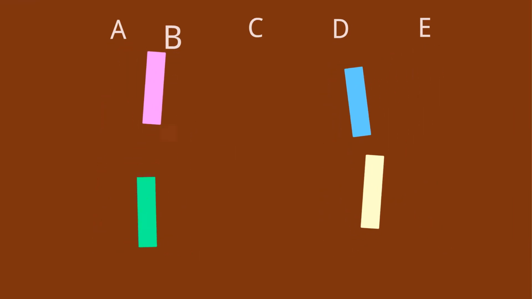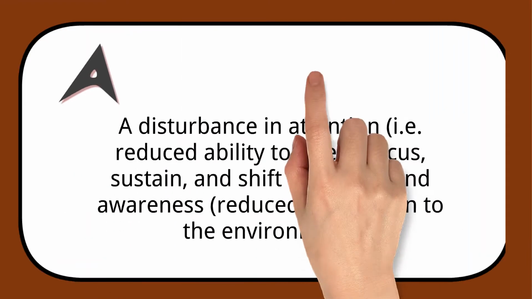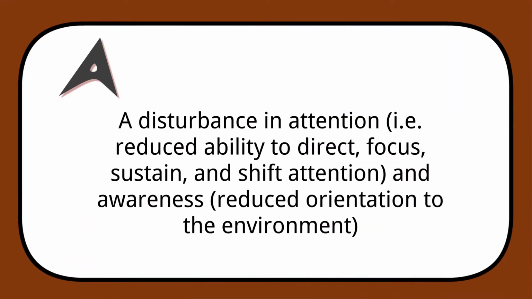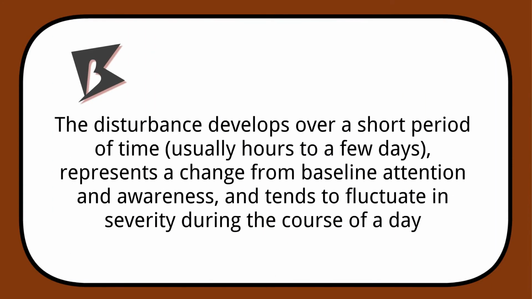They have 5 criteria: A, B, C, D, and E. A is a disturbance in attention, reduced ability to direct, focus, sustain or shift attention, and awareness. That means reduced orientation to the environment. B is the disturbance develops over a short period of time, usually hours to a few days, and represents a change from baseline attention and awareness, and tends to fluctuate in severity during the course of the day.